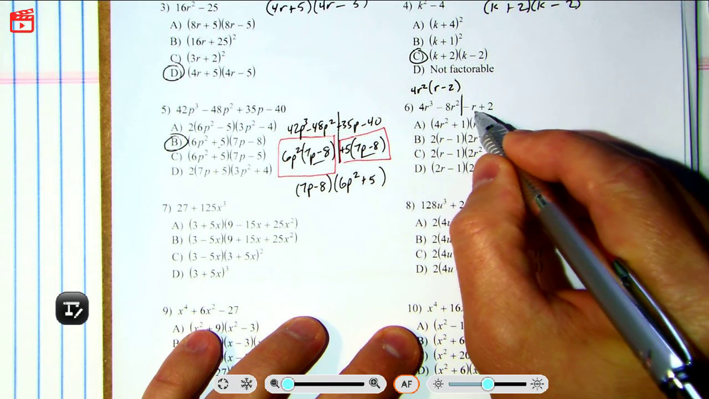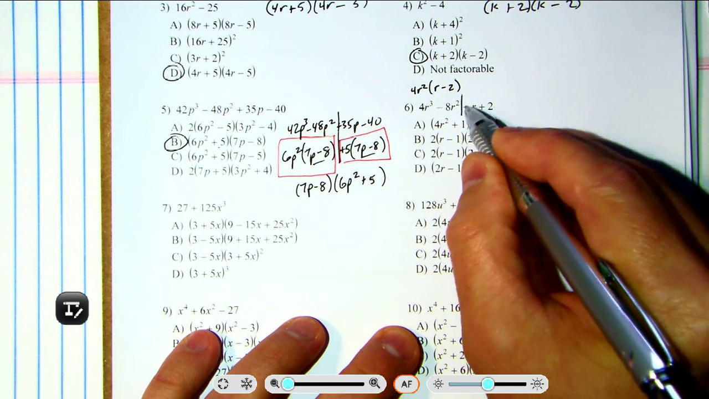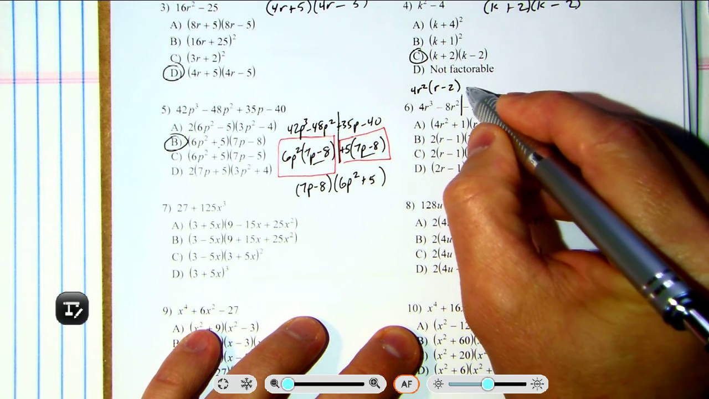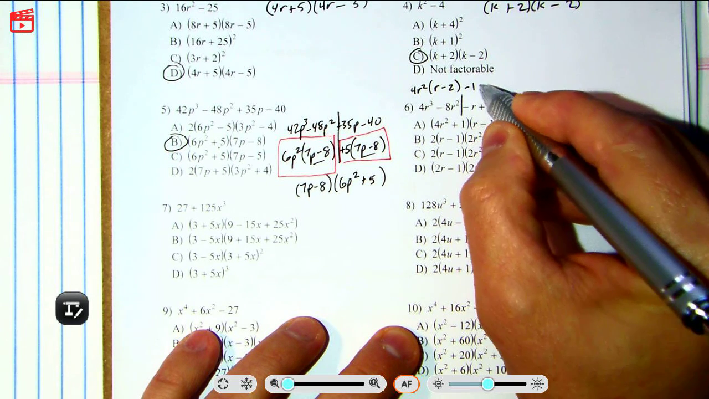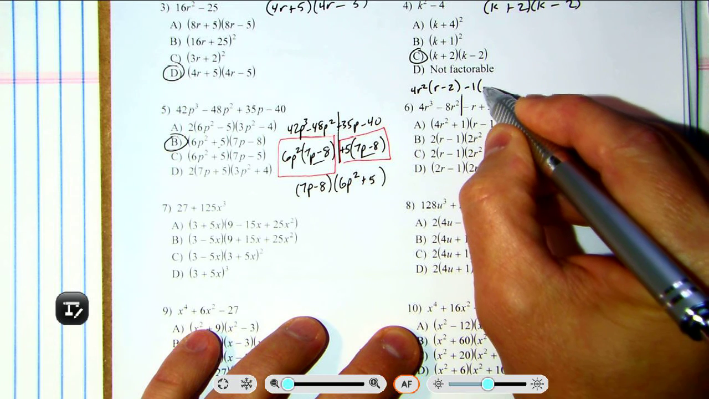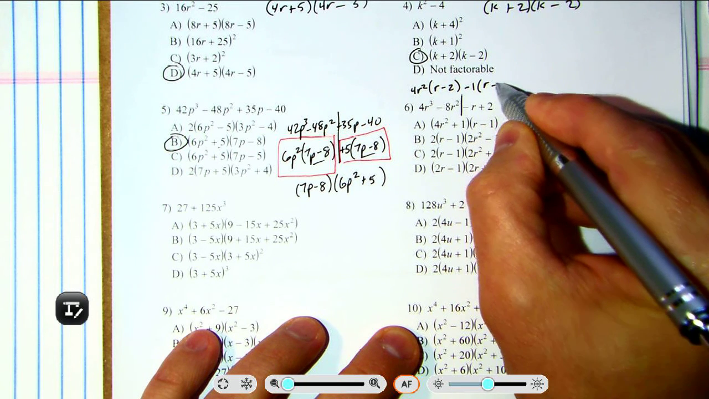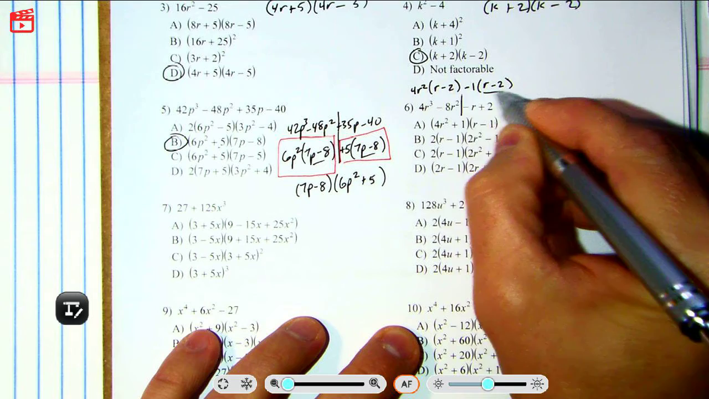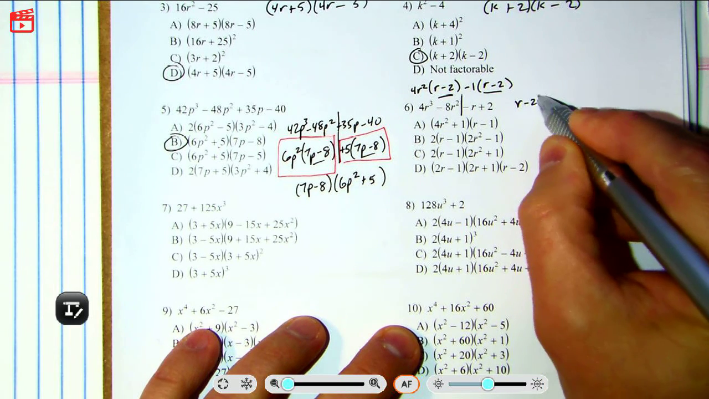What's the GCF here? The negative. That can confuse a bunch of students. Why don't I divide out a minus 1? Okay, so that means that what's left over is an r minus 2 to make it work. See how we have r minus 2 becomes our new GCF?